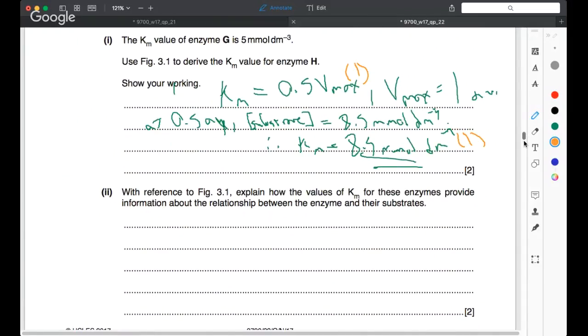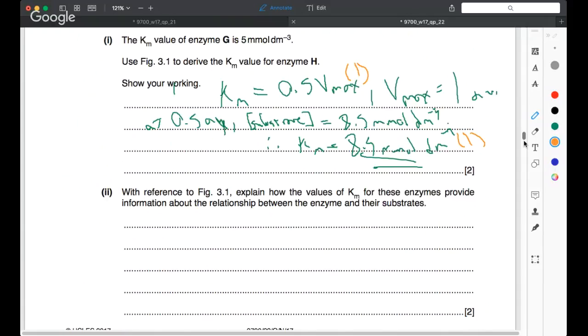So the Michaelis-Menten constant provides information about the affinity of the enzyme towards the substrate. Good, one more. For G, the Km is smaller than that of H, thus enzyme G has a higher affinity towards the substrate. Good. That's right.